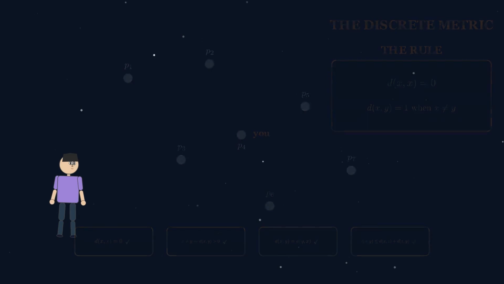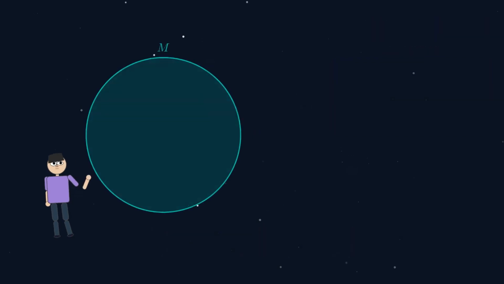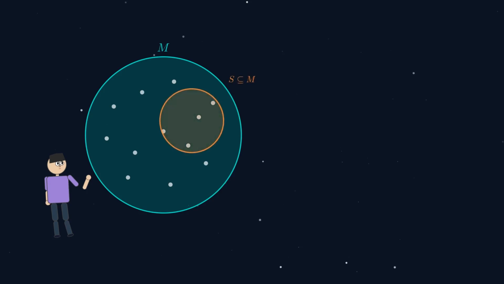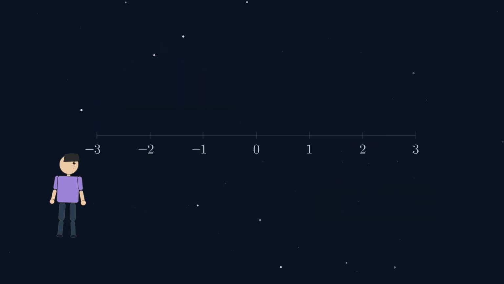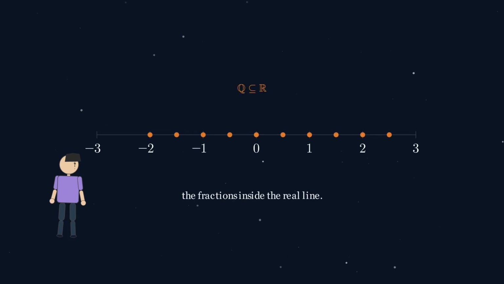And one more quiet idea before we start building. Take any metric space, reach in and grab a piece of it. That piece is automatically a metric space all on its own, using the very same distance rule it inherited. The fractions, sitting inside the full number line, are exactly this: a smaller world living inside a bigger one, sharing one rule for distance. Hold on to that. It's going to surprise us later.